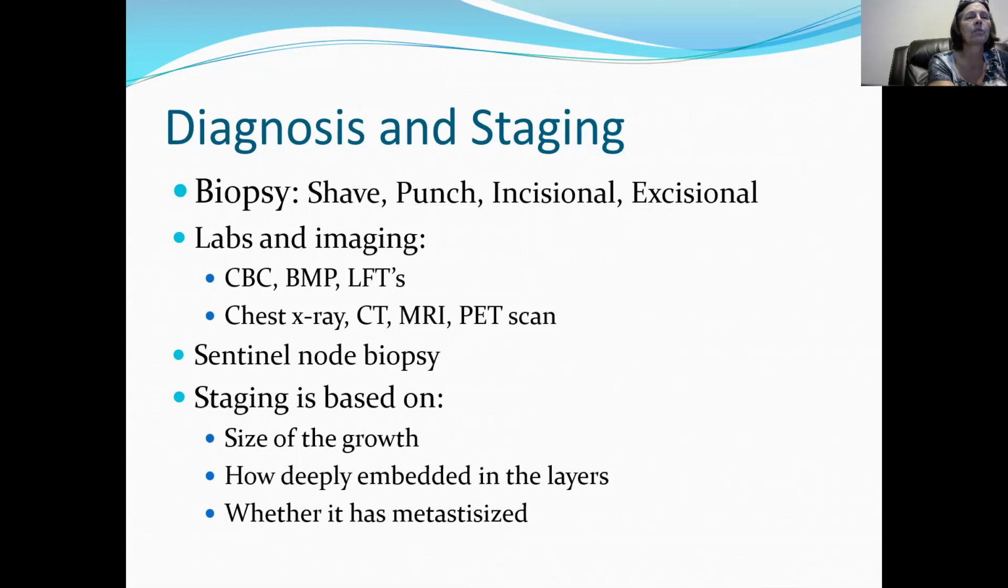Of course, labs and imaging. We want to find out if those lesions metastasize to other spots, especially if it's malignant melanoma. It's highly metastatic. And so we're looking at CBC, basal metabolic profiles, liver function tests, chest x-rays, PET scans. We can do lymph nodes near the malignant mole. And then, of course, staging is based on the size of the tissue, how deep in the tissue is, and whether it's metastasized or not. We talked about TNM, we talked about grading and staging in classification systems and other slide sets.